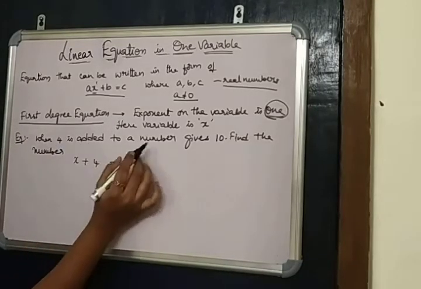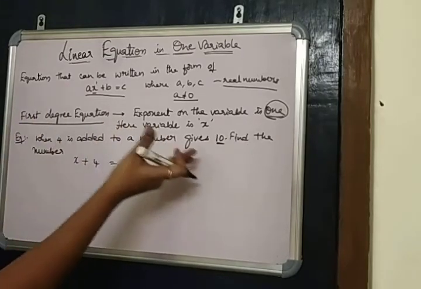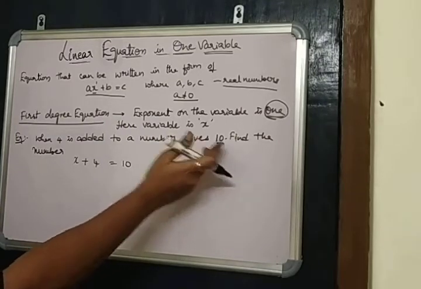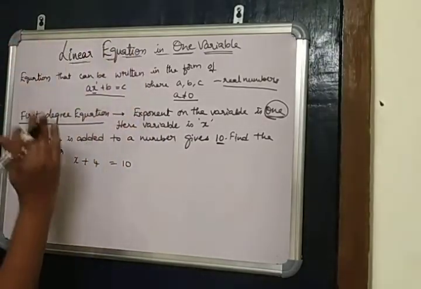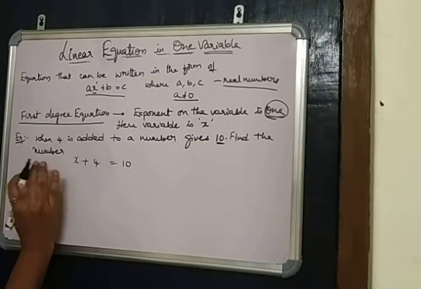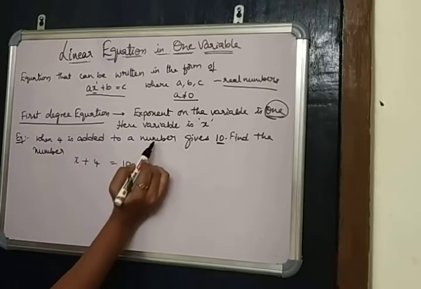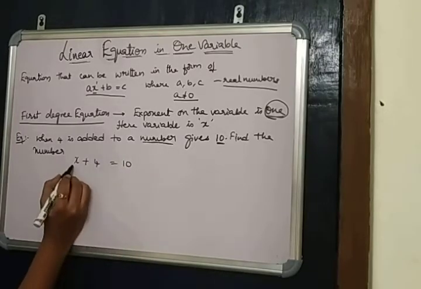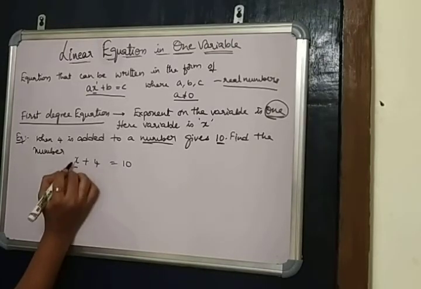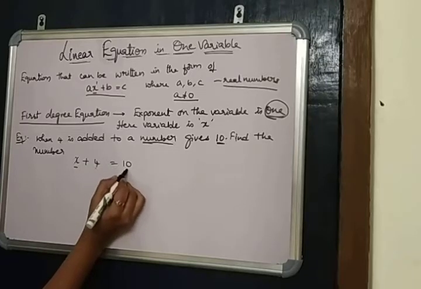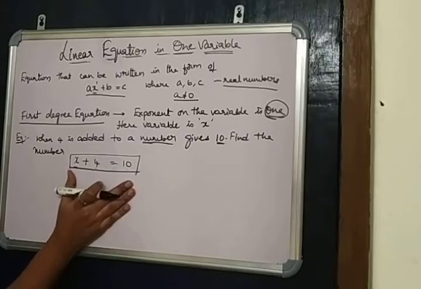When 4 is added to a number, it gives 10. Find the number. You already know 4 plus 6 is equal to 10, so the answer is 6. But we have to write it in the form of a linear equation. We don't know the number, so we can write it as a variable x. When 4 is added to this number, x + 4 = 10.